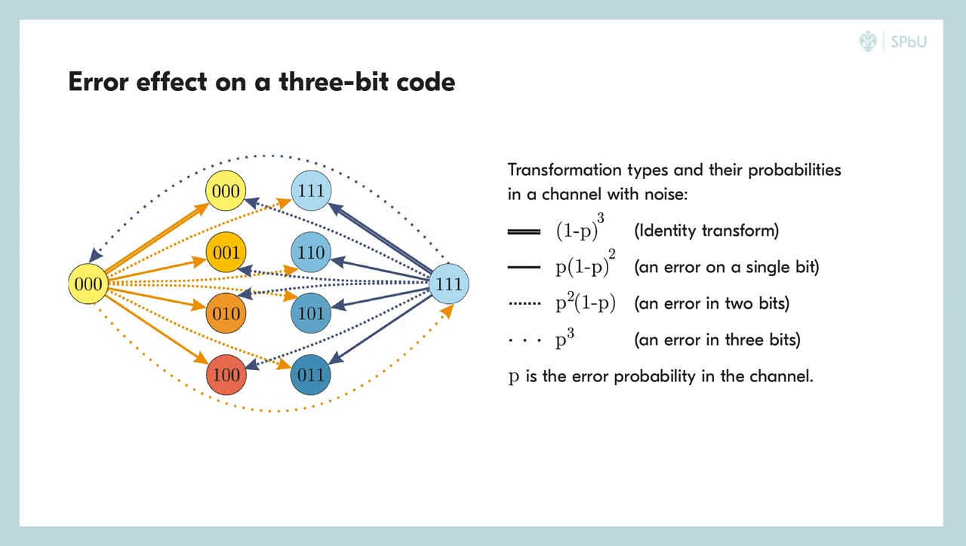One bit could change while the other two remain unchanged with the probability of p times 1 minus p to the 2. Since the error may occur on each of the 3 bits, this result must be multiplied by 3. So the probability of error in one bit equals 3p times 1 minus p to the 2. This corresponds to the code words 001, 010 and 100.